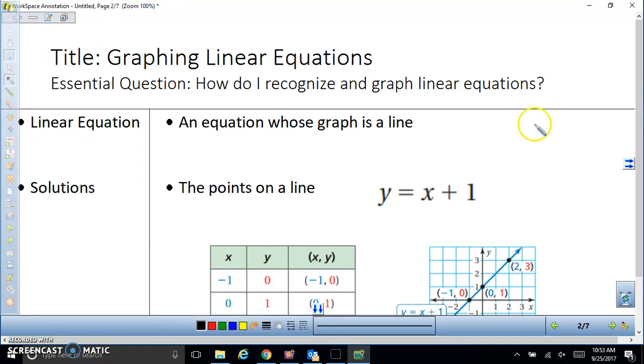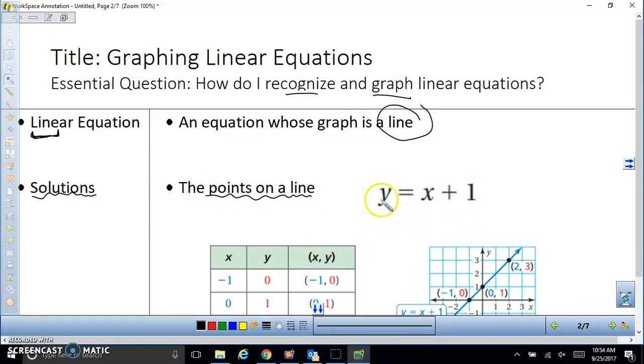Go ahead and title this Graphing Linear Equations, and your essential question is, how do I recognize and graph? The first thing, in order to recognize, you need to remember what a linear equation is. A linear equation is a graph that makes a line. If we look at the word linear, there is line in it, so that will help you remember that you're looking at graphs that only make lines. The points on the line are all called solutions. That's all the points that are on the line.